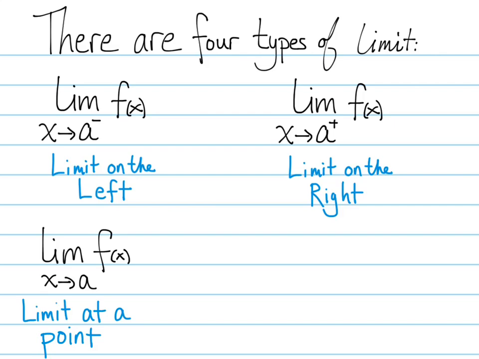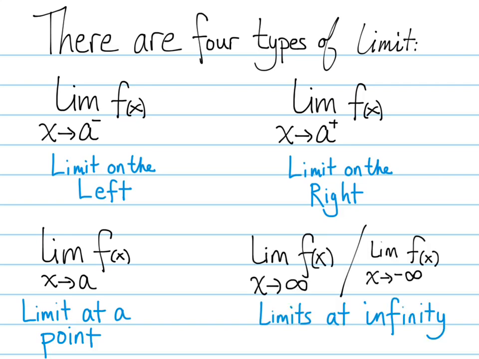The next is the combination of the 2 previous ones, which is just the limit as x approaches a of f of x. We don't specify the left or the right because we really want to know what happens when we go from both sides, and we're going to look at that much later. And then lastly, the limit as x goes to infinity of f of x, or the limit as x goes to negative infinity of f of x, which is asking what happens as we let x get really big, or as we allow x to get really big but negative, to the function f of x.